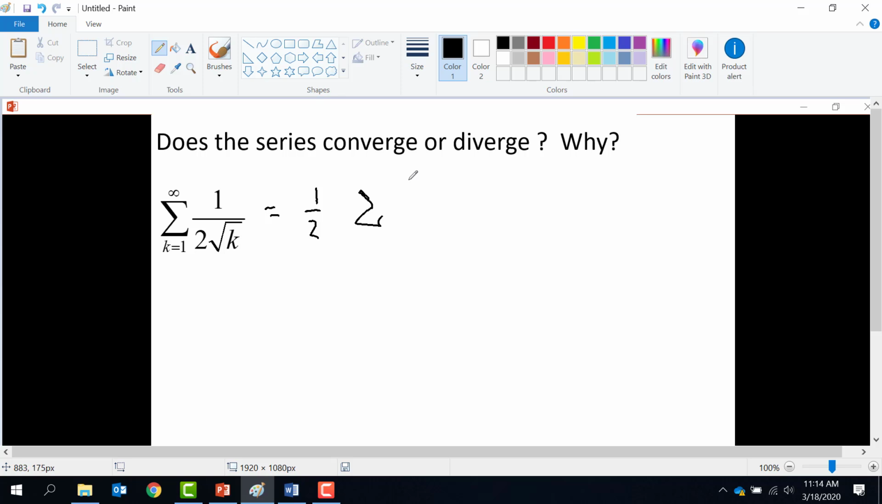And then we have the summation of 1 over, and instead of writing the square root of k, we can write it as an exponent, k to the 1/2. Now, when you see it like this, you see that this is a p-series with p being 1/2, and because 1/2 is less than 1, this diverges. So you need to get to where you can just look at a series like this and decide what it does.